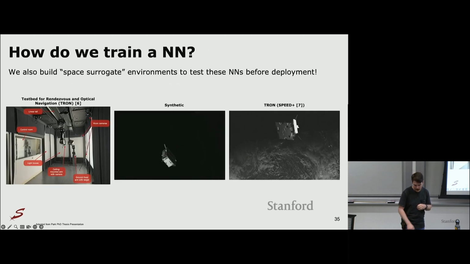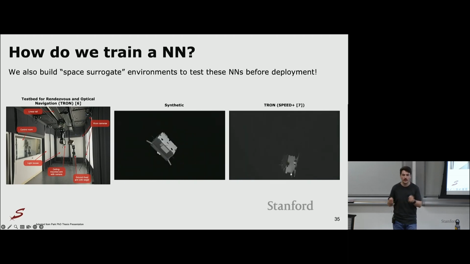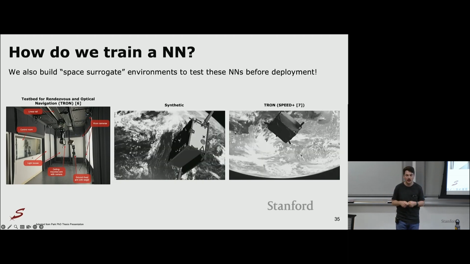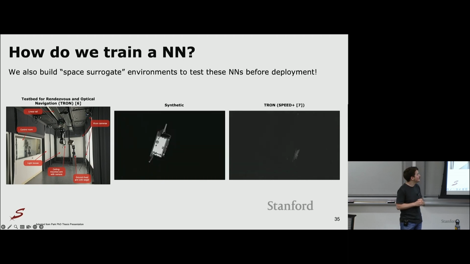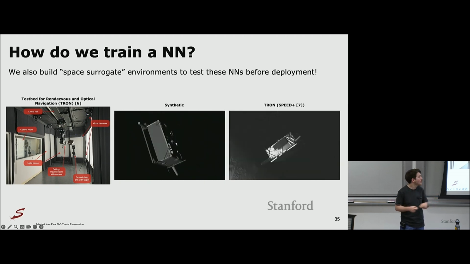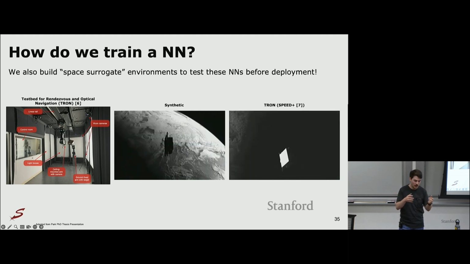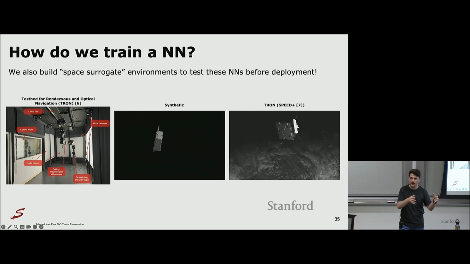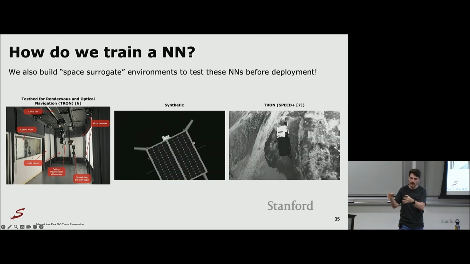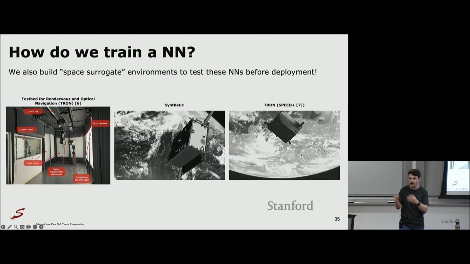Something we've been doing at SLAB quite a bit is, instead of just doing those two steps and then launching into space and hoping that it works on the real space images, we've developed a space surrogate environment. The thought process is you train on synthetic images, and then you test your neural network within the space surrogate. That gives you a sense of your domain gap, as in the gap between your synthetically trained neural network and your space surrogate, and that can give you some sense of what your gap would be between your synthetic and your real space images.